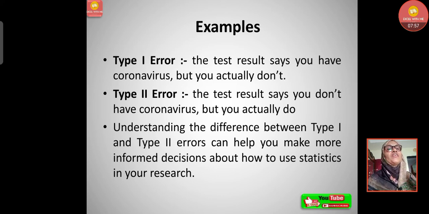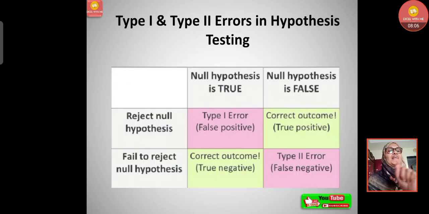So, understanding the difference between type 1 and type 2 errors can help you make more informed decisions about how to use statistics in your research. Now, let's see it in a table, and we will wind up here. Type 1 and type 2 errors in hypothesis testing. Reject null hypothesis, when the null hypothesis is true, is a type 1 error, false positive. Fail to reject null hypothesis is a correct outcome, that is true negative. Where the null hypothesis is false, reject null hypothesis is a correct outcome, that is true positive. And fail to reject null hypothesis is a type 2 error, false negative.